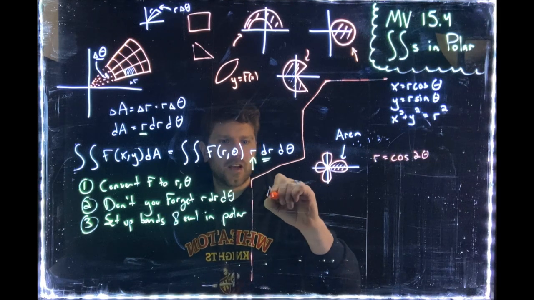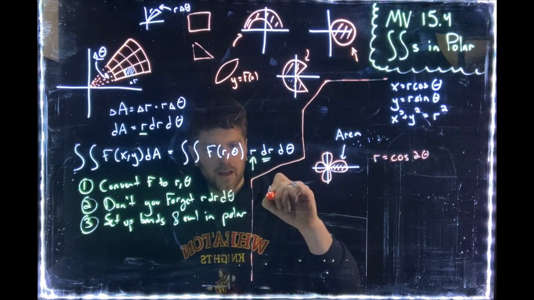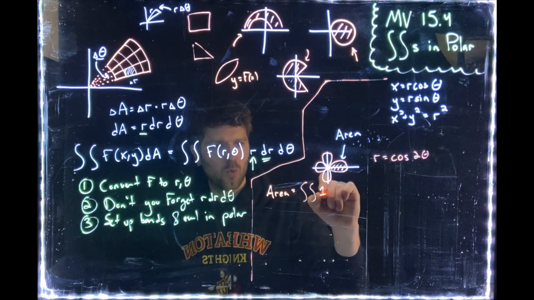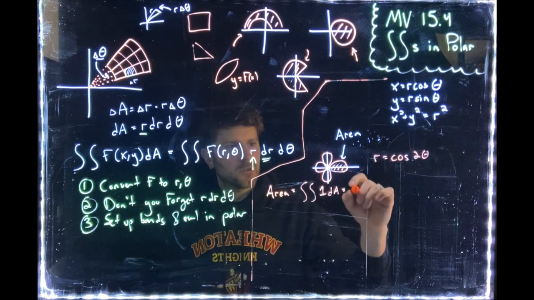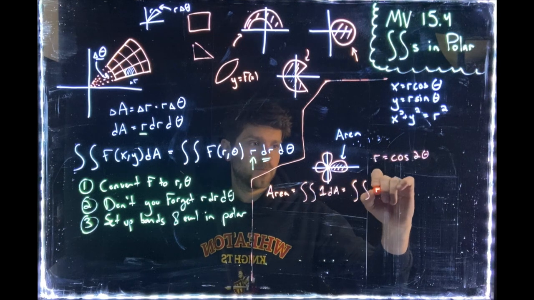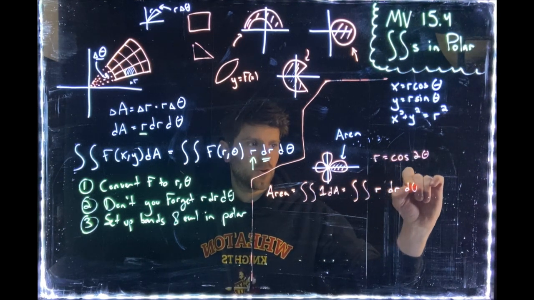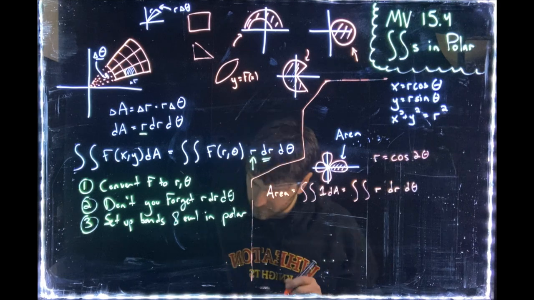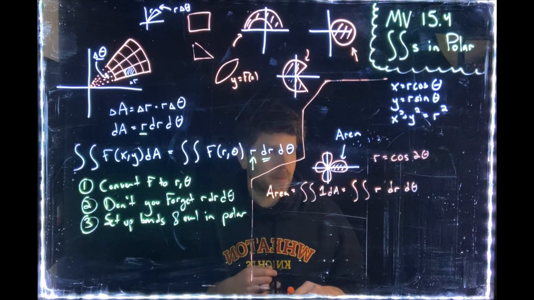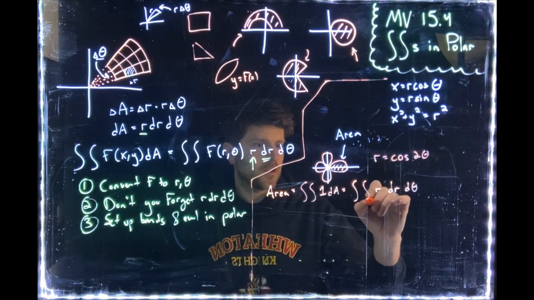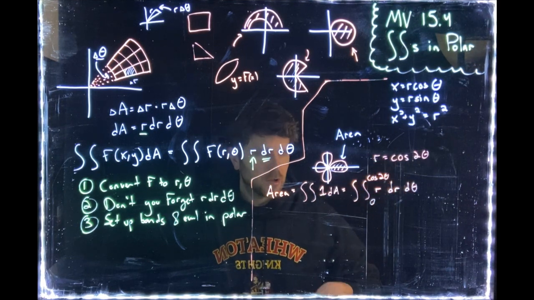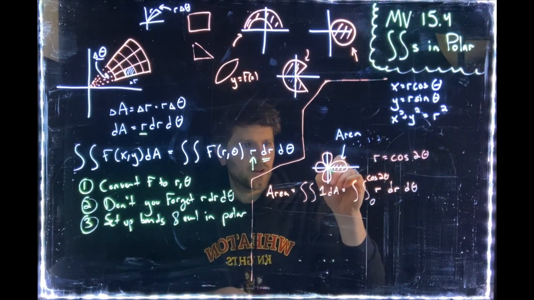If we're finding the area, we recall that the way we find our area is through the double integral of 1 times dA. So in this case, this is going to be the double integral in polar of 1 times r dr d theta. Don't forget that extra r. You always need that extra r. Now in this case, we've got to set our bounds. r goes from 0 out to cosine 2 theta.